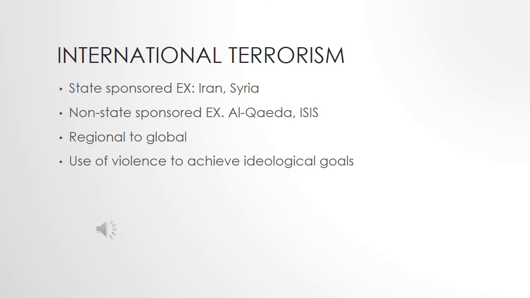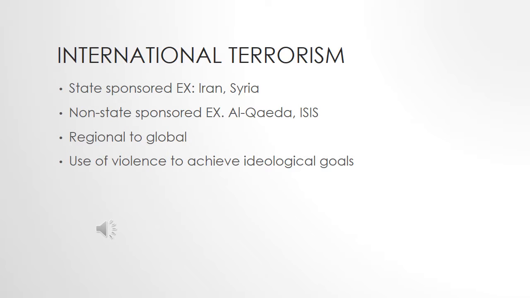Non-state sponsored terrorist groups are represented by Al Qaeda. That was Osama bin Laden's terrorist group, and Al Qaeda means the base. Or ISIS, which stands for the Islamic State of Iraq and Syria. They are non-state sponsored. They do not receive any sort of funding or training from other countries. They can be regional to global in scale. So Al Qaeda and ISIS are global because they will commit attacks across the world.